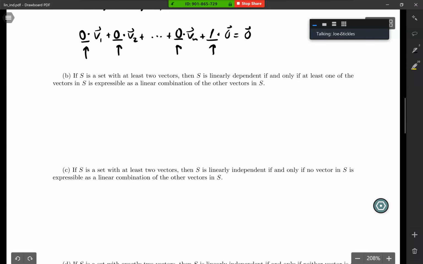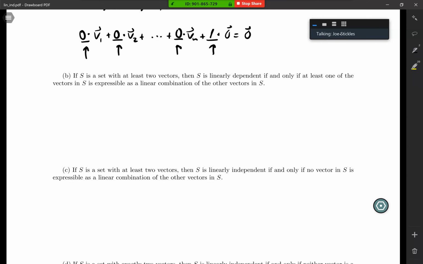we have the second one here. Let's say we have a set with at least 2 vectors. Then we have a linearly dependent set if and only if at least one of the vectors is expressible as a linear combination of the others. So one of the reasons why I wanted to go through this particular one is that I wanted to remind you of the idea of an if and only if statement.